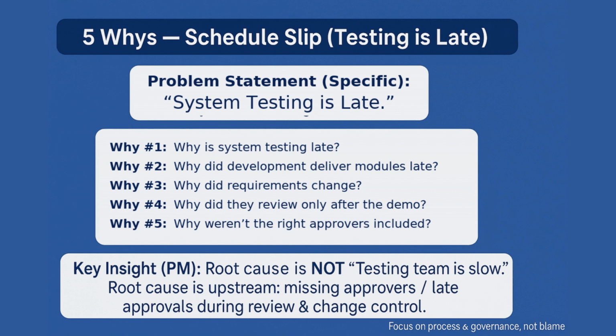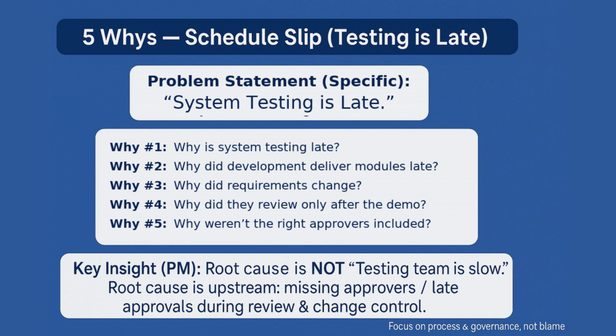Let's take up a problem statement. Testing is late. System testing is 8 days late. We will ask the first question, why? Why is system testing late? Because development delivered modules late. We'll ask the next question, why? Why did development deliver modules late? Because we had rework from changed requirements. We'll ask the next why. Why did requirements change? Because stakeholders review details only after the first demo.